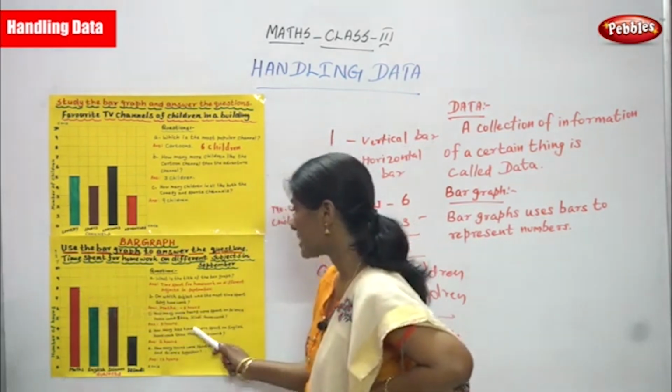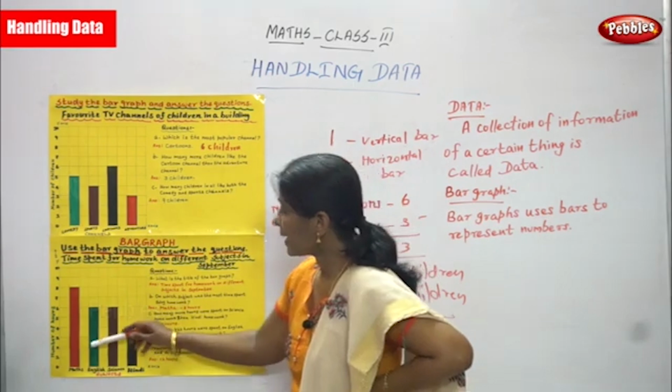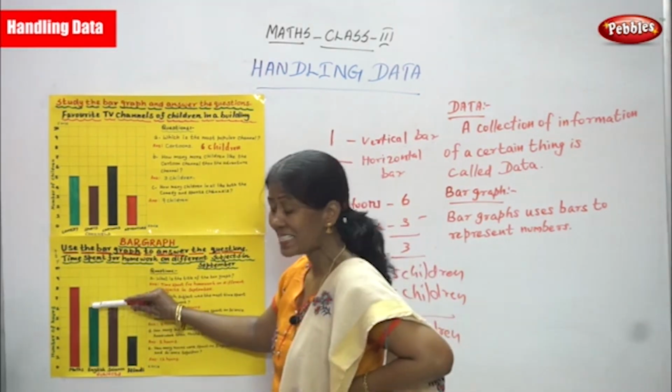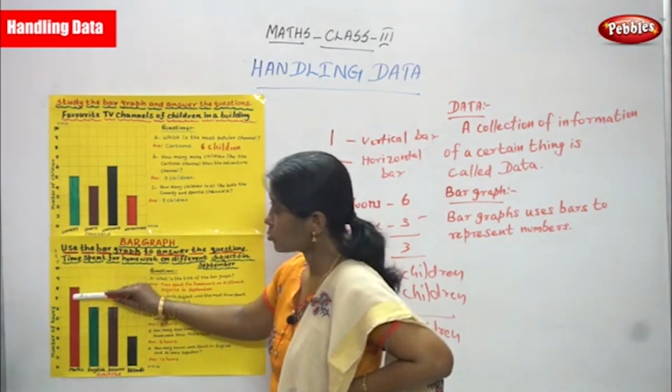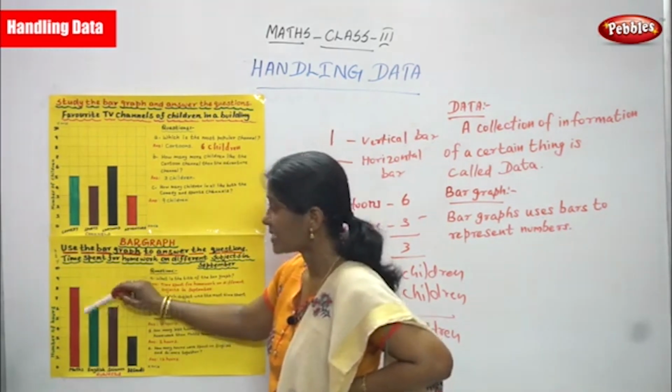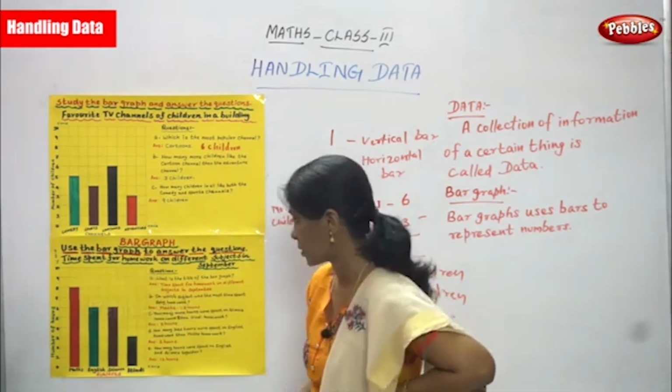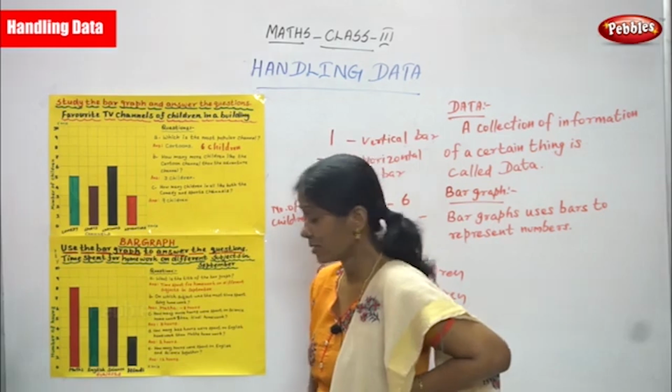Okay, how many fewer hours? That means compare maths and English. For English, the children used to spend 6 hours. For maths, they used to spend 8 hours. So 8 minus 6, 2 hours extra for the maths subject. So 2 hours is the right answer for the question.